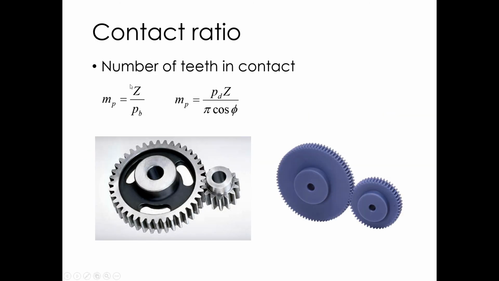We use that to calculate the average number of teeth in contact. That is Z divided by base pitch. To get that in terms of diametral pitch, because we don't always have base pitch, we take diametral pitch times Z divided by pi times cosine of the pressure angle. That gives us the average number of teeth in contact.